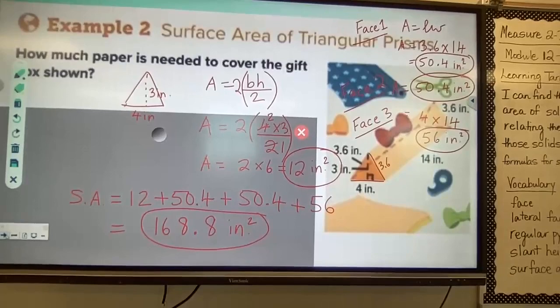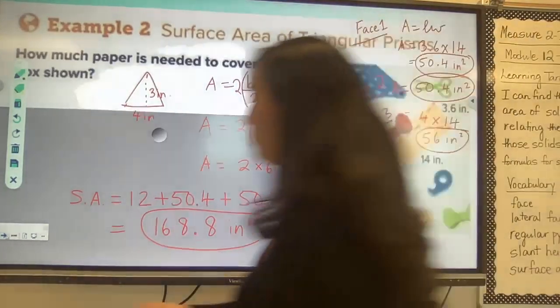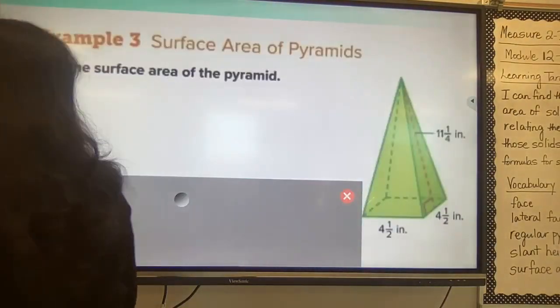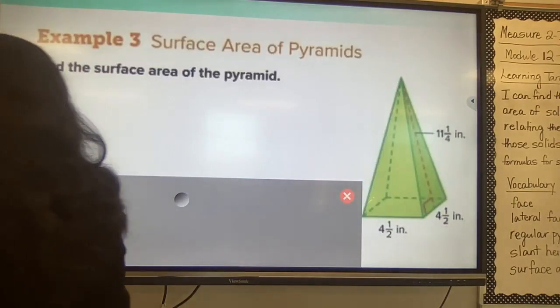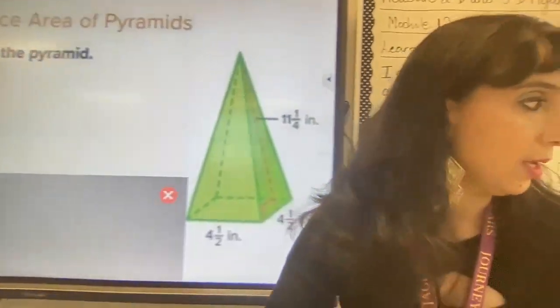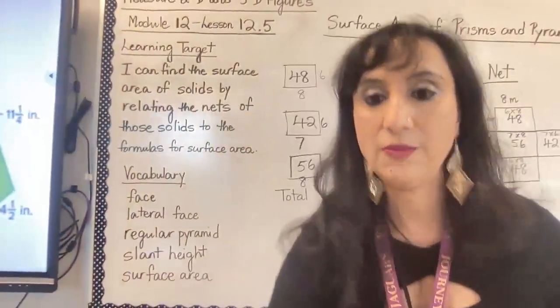Okay, now let's talk about the surface area of pyramids. I will come back to this, but let me just show you certain words that will help you with the vocabulary.